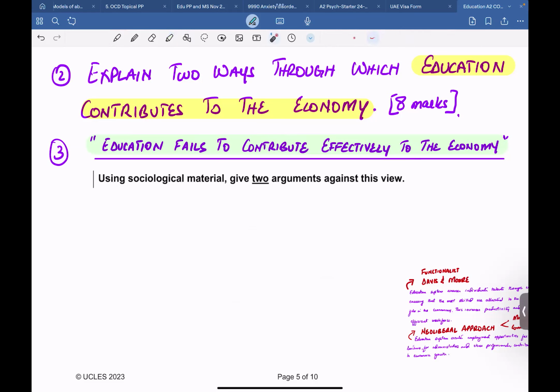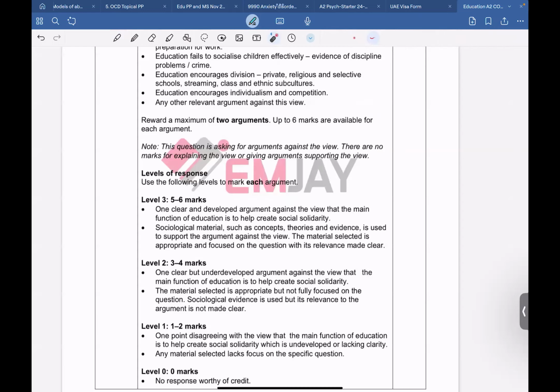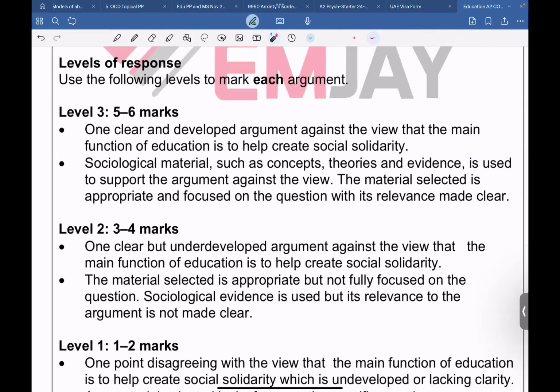And remember, for question number 3, you always get this line. The question always remains the same. Using sociological material, give two arguments against this view. Now before that, this is a 12-mark question, just in case. So if you're getting a question of this nature, read this statement again: education system fails to contribute effectively to the economy. When you're giving two arguments against, you have to show how the education system actually does not fail. Now, this particular 12-mark question is marked in terms of bands because they're asking you for two arguments.